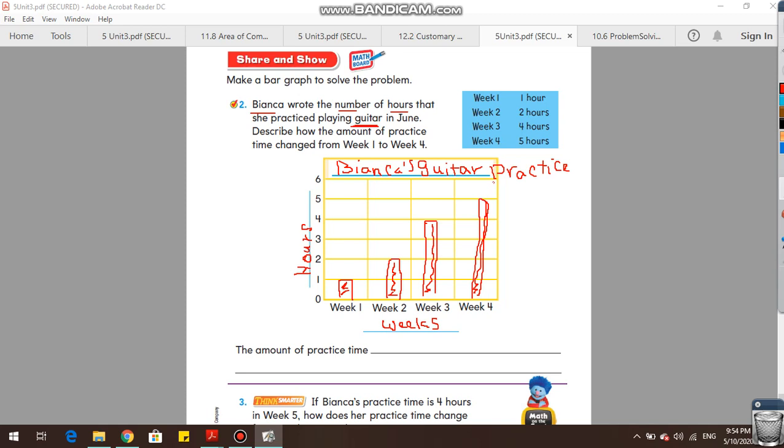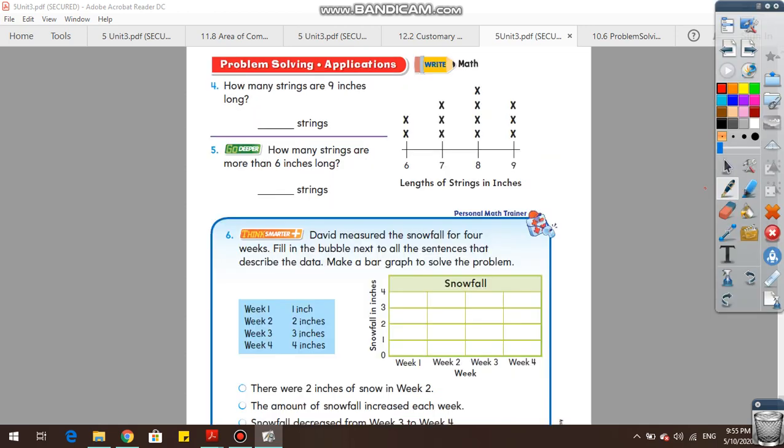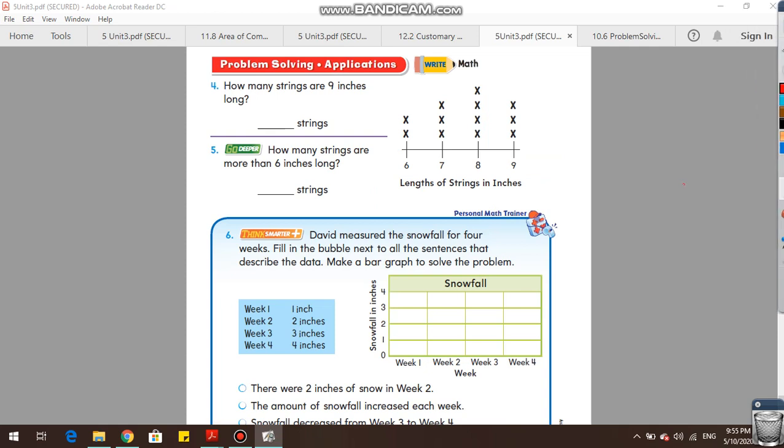Increased means become bigger. So I'm gonna say the amount of practice time increased each week. Increased each week means it becomes greater each week. Now let's move on to the next page.